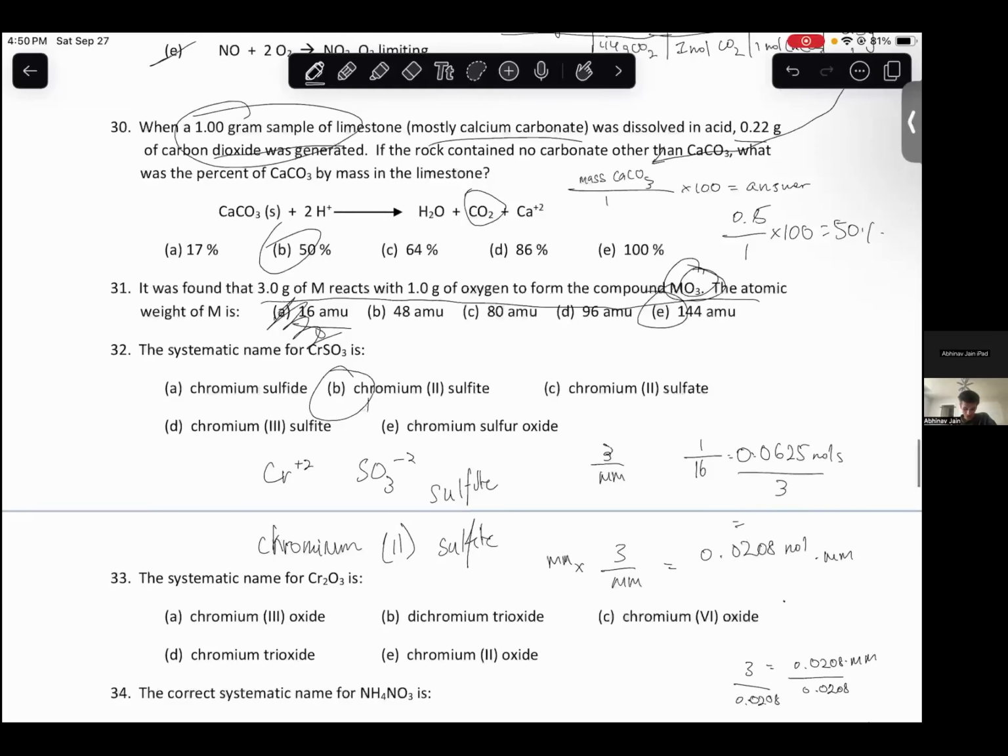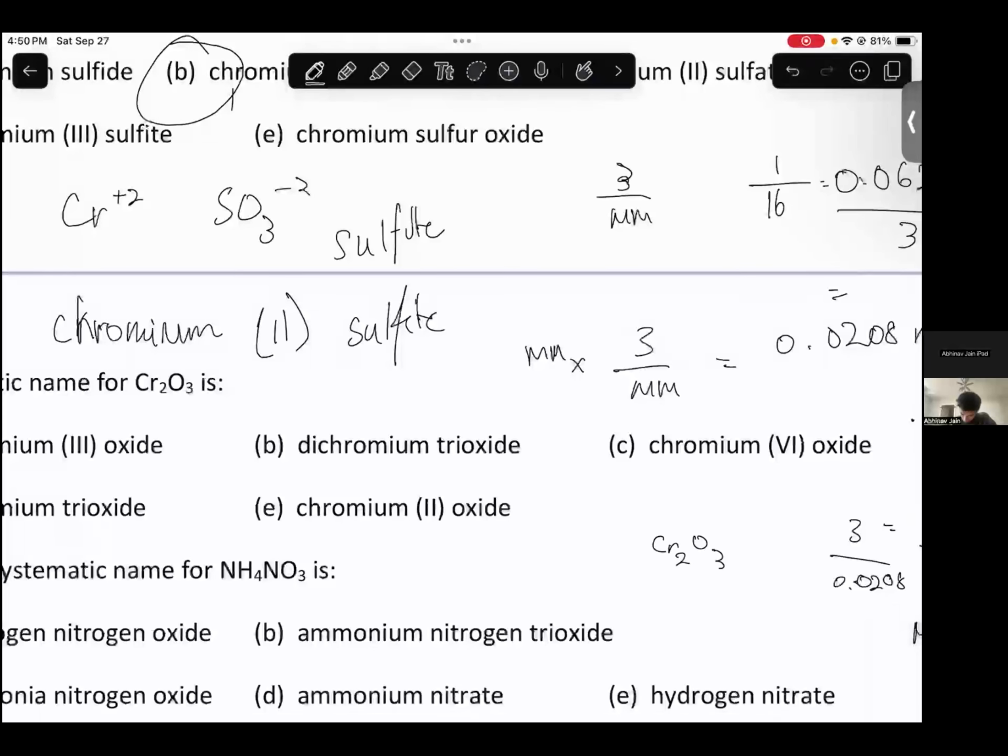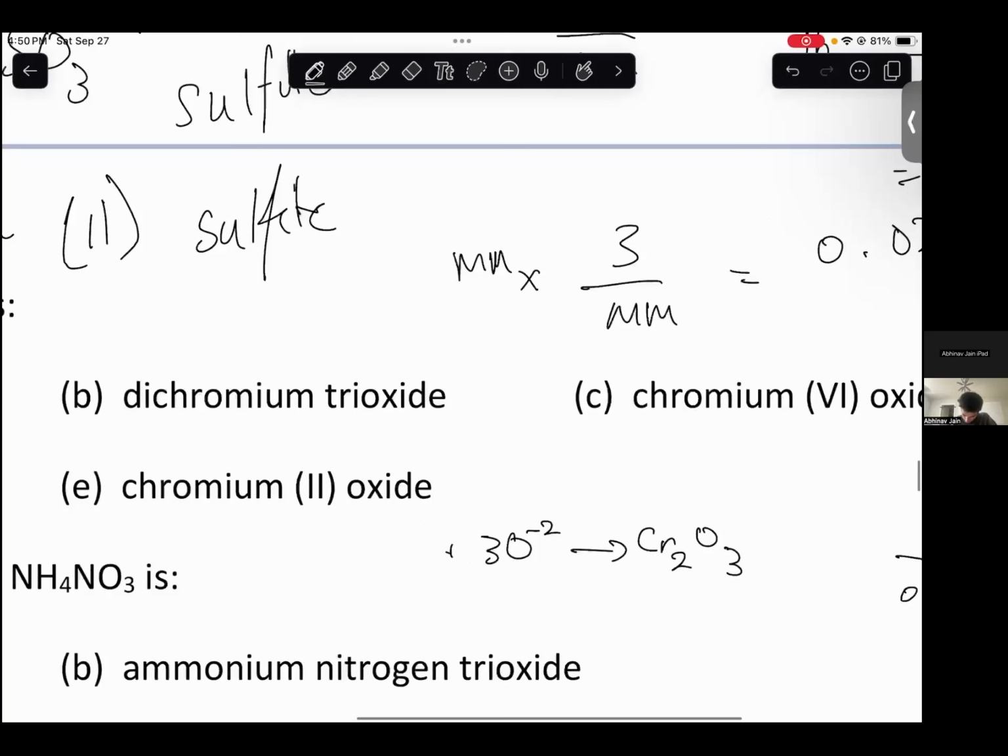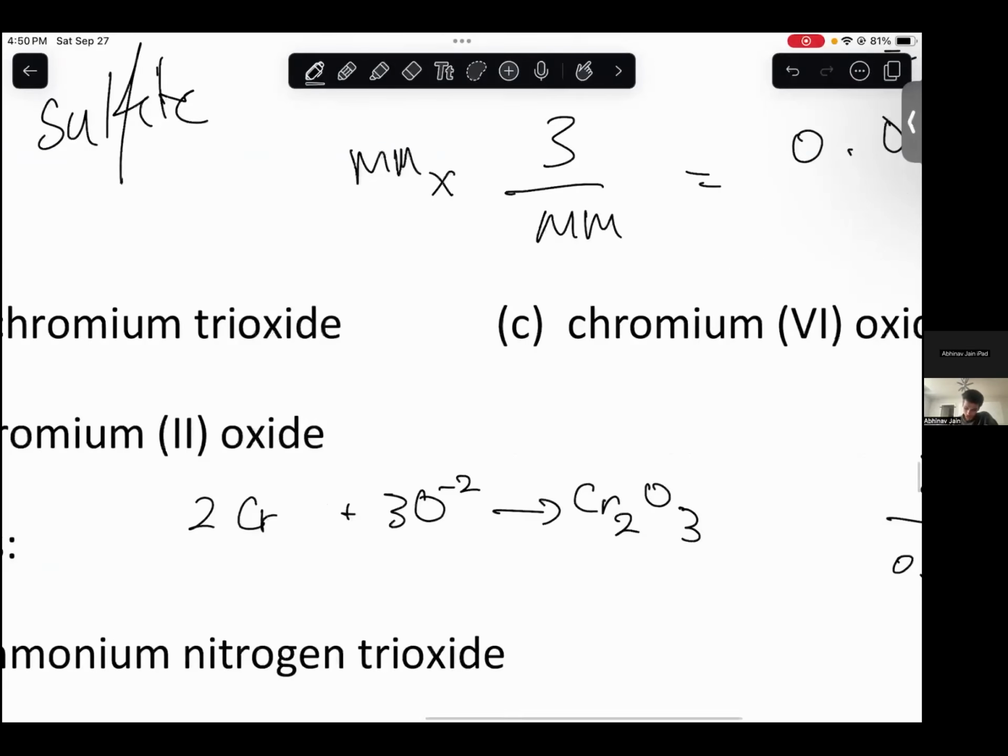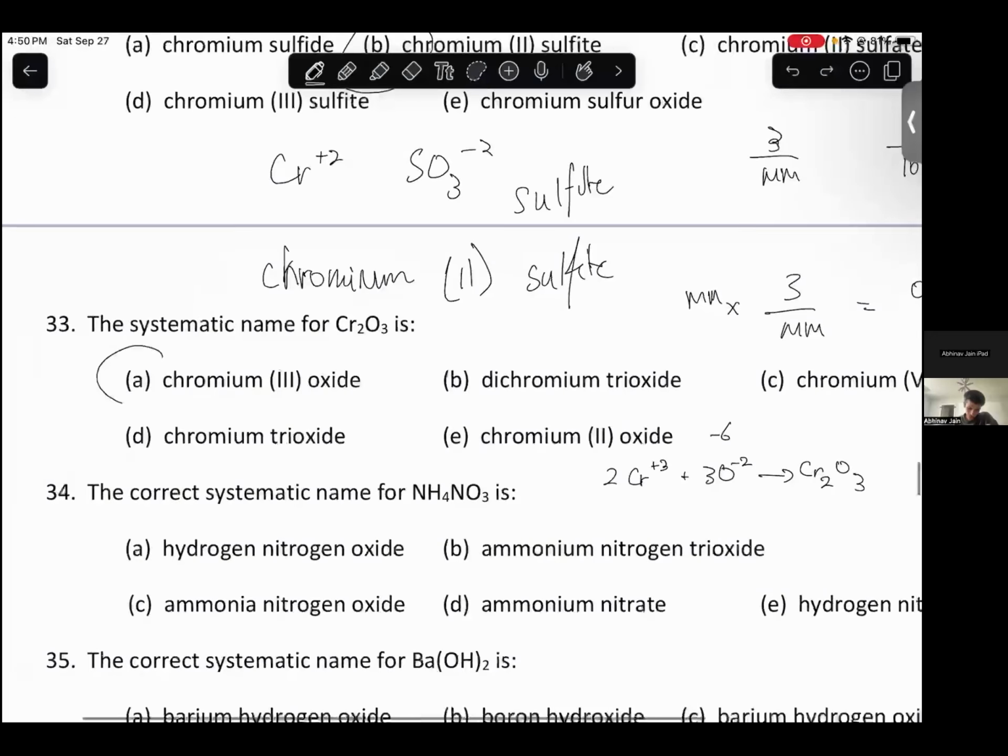Next up, this is a systematic name for Cr2O3. To make Cr2O3, we needed what? We needed three oxygen anions, which is -2 charge, and then two Cr ions. We don't know the charge of the Cr, but we can see that this side of the equation must be neutral because this side of the equation is neutral. This is a -6 charge in total, so that means this must be +3 charge because 2 times +3 is +6, and +6 and the -6 will neutralize each other. So that means each chromium has a +3 charge. So this is going to be chromium(III) oxide. That's going to be A.